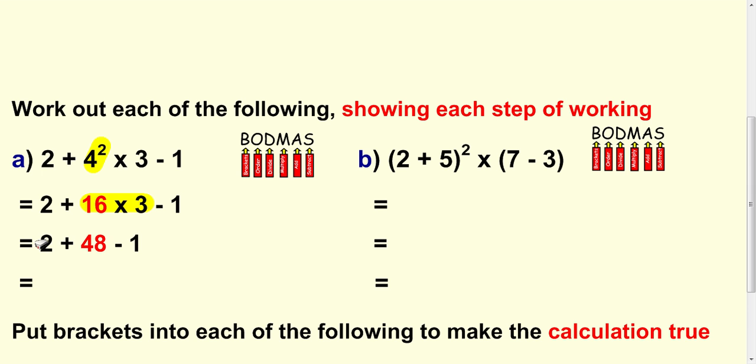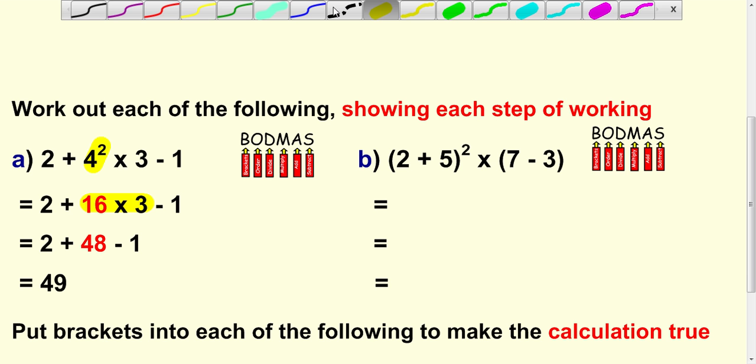Now lastly, you can see there's an add and a subtract. When you see add and subtract together, there is no order. I know add comes before subtract here, but you just follow it from left to right as you would read it. So 2 plus 48 is 49, is 50, sorry, and take away 1 is 49. Even if there was a takeaway first, you would follow it left to right, so you would do the takeaway before the add.